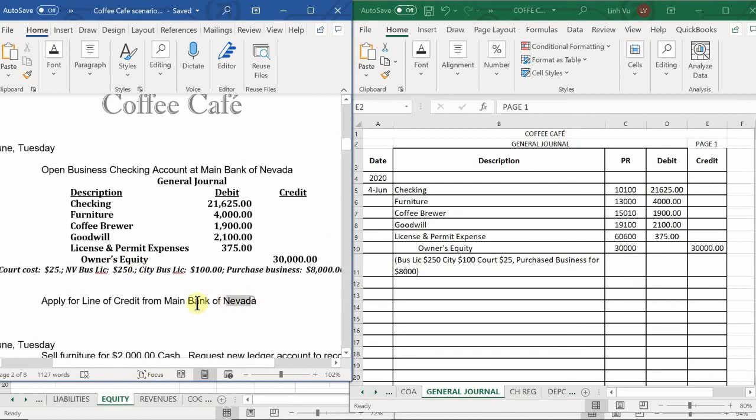Right here, what did we do? You apply for a line of credit. Okay, we applied for a line of credit. Do we need to journalize this? No. Why? Just applying doesn't really affect the business at all. Correct. Second thing is there's no cash value or a transaction that actually happened, right? All you did was apply.